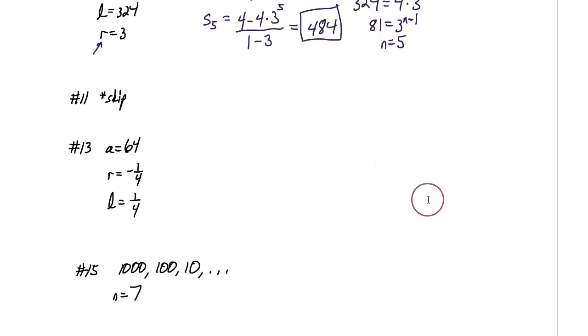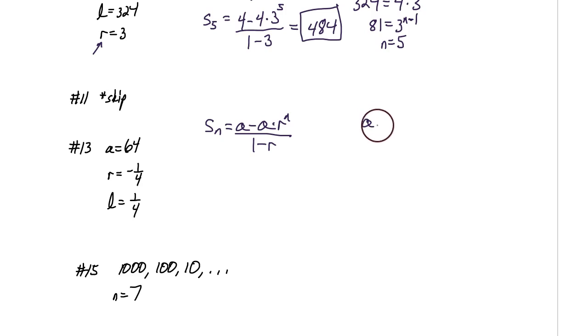Number 11 you can skip because it has trigonometry in it, and we didn't study that. Next, number 13. We want to find the sum using this information. Again, the formula for a geometric series is S sub n equals a minus a times r to the n divided by 1 minus r. We do know what a is, we do know what r is, but we don't know what n is. So we need to find n.